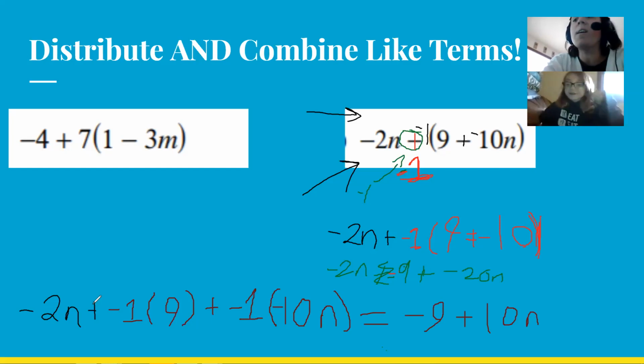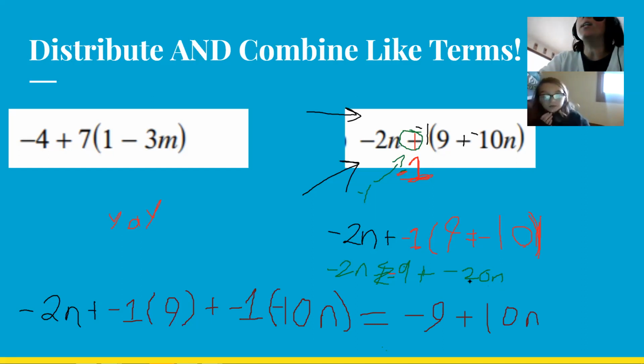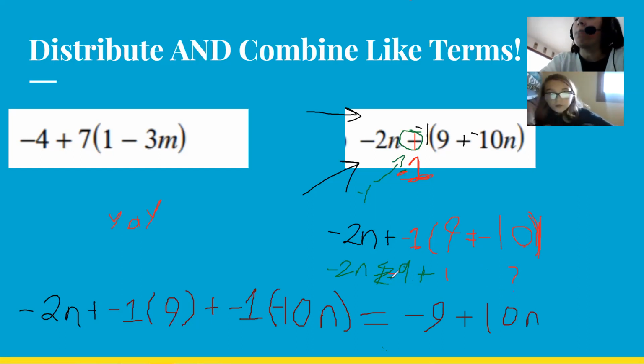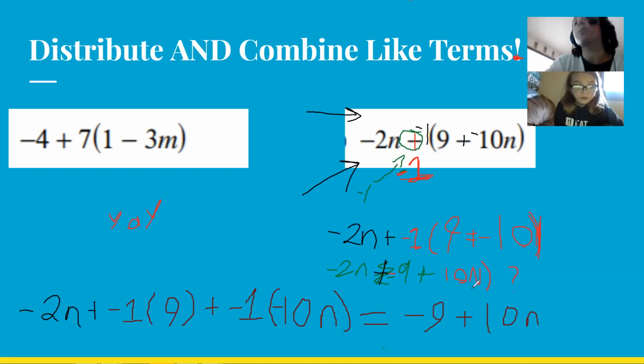Yeah, good job. Right here, it looks like someone maybe combined a little too far. They wrote negative 20n, and we wouldn't want to do that. We would want to write, we have negative 9 right here, and that's perfect, plus 10n. We don't need parentheses, but 10n is what you would say. Good. And this person has it right here too.